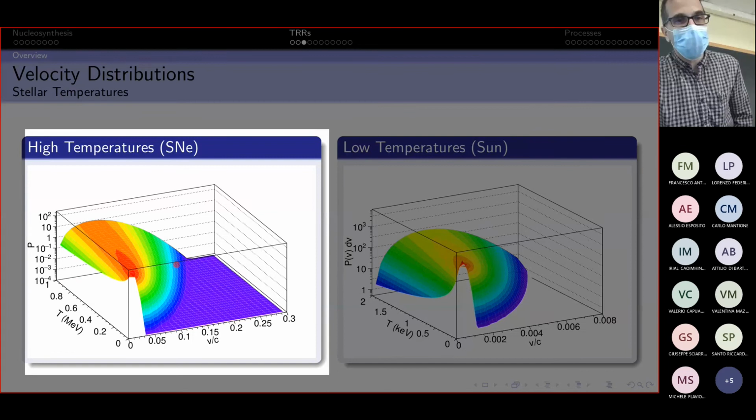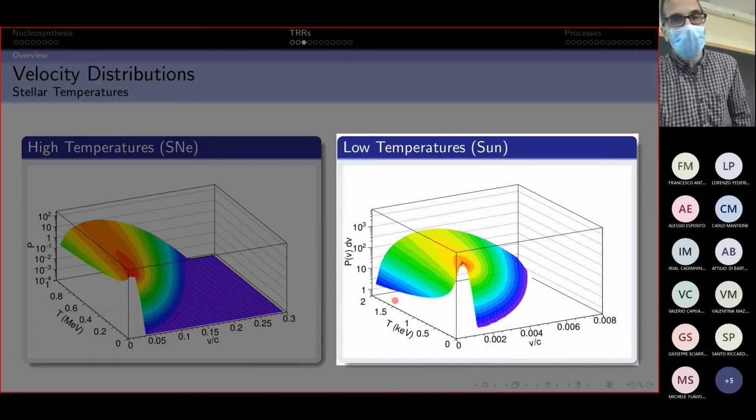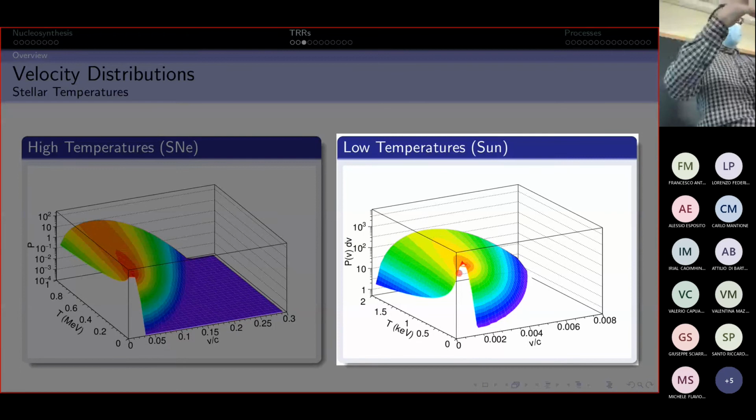If we're looking at something like the core of the sun or the photosphere, the temperatures are more like tens of thousands of Kelvin. You see the velocity is much smaller, but you can still plot the probability. So we use the probability that particles in a plasma have a certain velocity, multiply that by their cross sections, and we can figure out the average cross section, which we will do tomorrow.